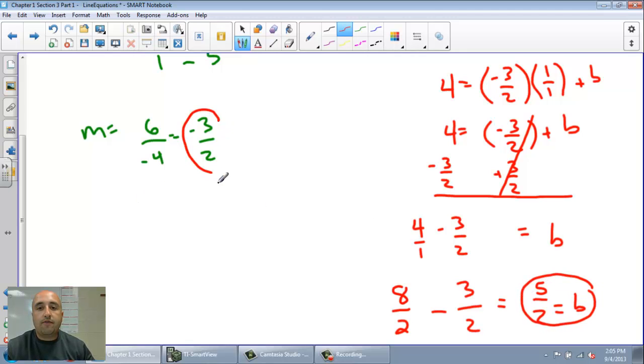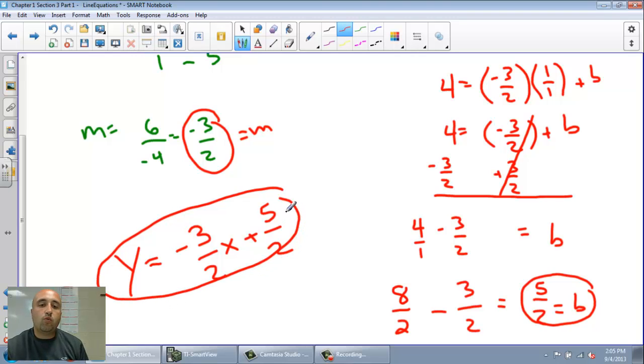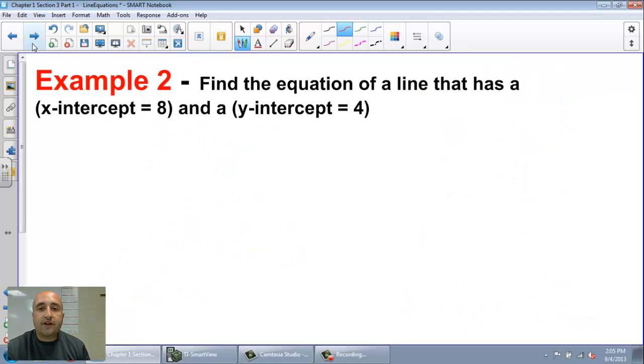So we have our m value and we have our b value. We can write our equation as negative 3 halves x, because that's our slope, plus 5 halves, because that is our b value. So there we have our equation. Y equals negative 3 halves x plus 5 over 2. So that's example 1. Example 2 is very similar.